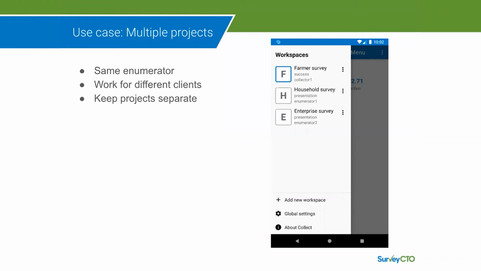For example, in this screenshot, I'm signed into 2 different servers over 3 different workspaces. In this scenario, the enumerator was hired by the owner of the Success server to work on the Farm Survey project, and they were also hired by the owner of the Presentation server to work on the Household Survey project, as well as the Economic Survey project. Even though there are forms for multiple clients on this device, all of their data is kept separate.